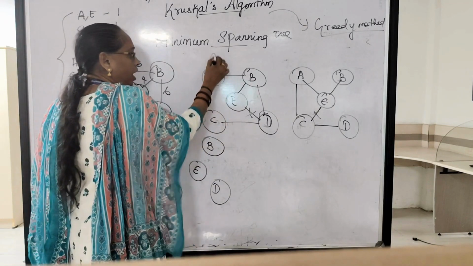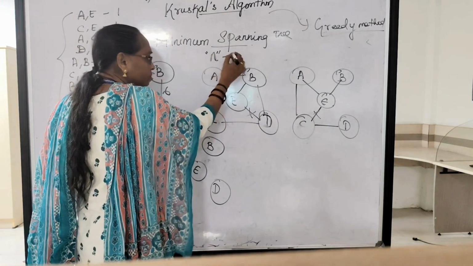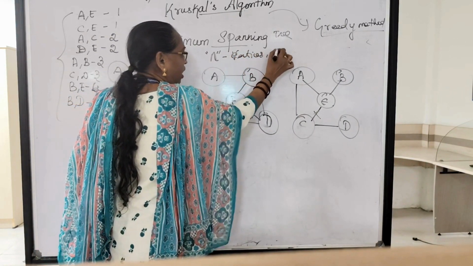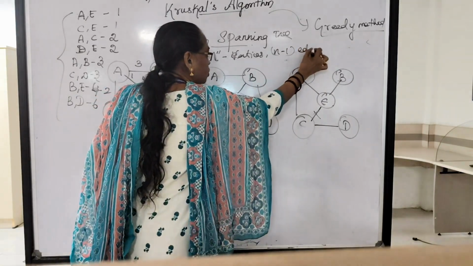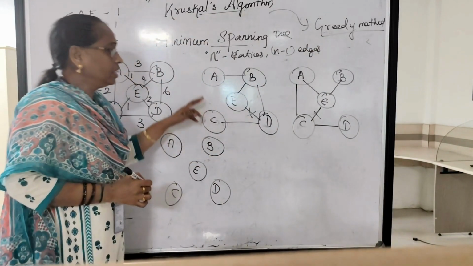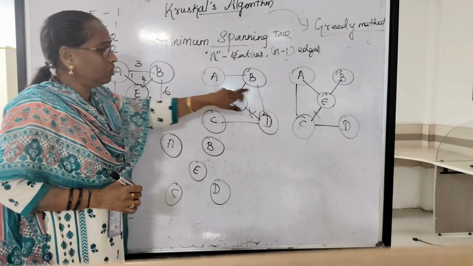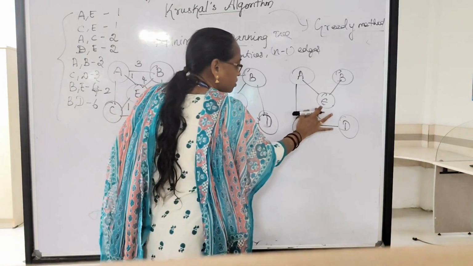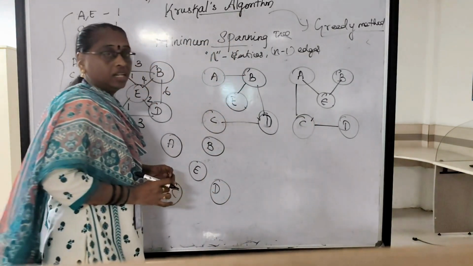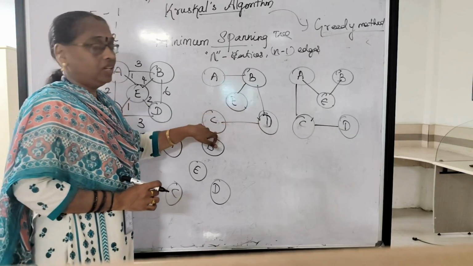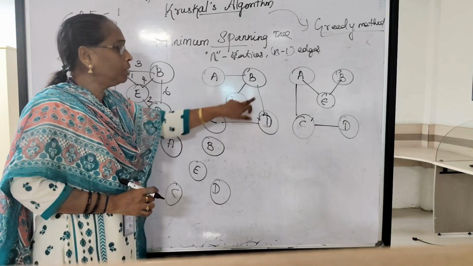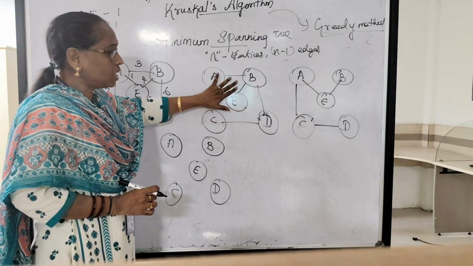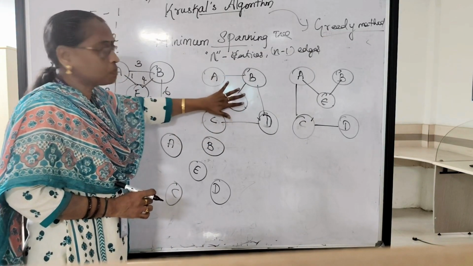So if I have n number of vertices, I should have n minus 1 edges to connect all the nodes. Correct? If I have 5 nodes, I need only 4 edges. So this edge is not even required. This edge is not even required, right? So if I have 5 vertices, I need minimum 4 edges to connect all 5 vertices. So this is enough to be a spanning tree.